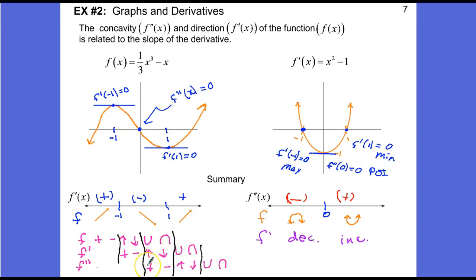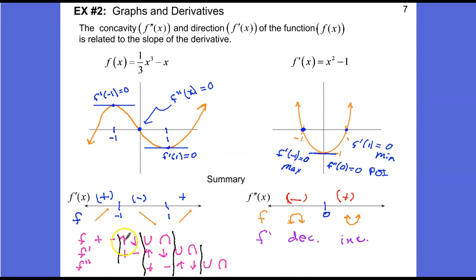You can see that when f double prime is positive, f is concave up. When f prime is decreasing, f is concave down. So if they give you any one of these pieces of information about f, f prime, or f double prime, you can answer a question about any one of the remaining two.